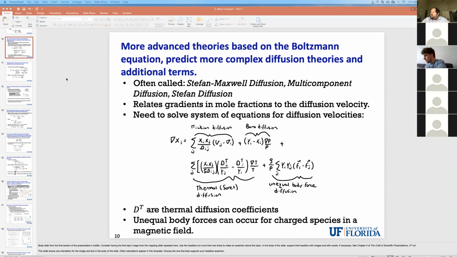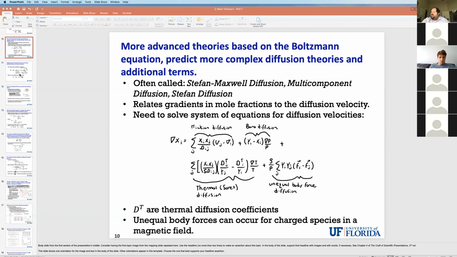So last time we were talking about transport phenomena, or mass transport, and I had just written the equation for what's called Stefan-Maxwell diffusion, where you have this very complicated expression that includes Fickian diffusion, barodiffusion, Soret diffusion, and unequal body force diffusion, where these D_ij here are the binary diffusion coefficients, and these D_T are thermal diffusion coefficients.